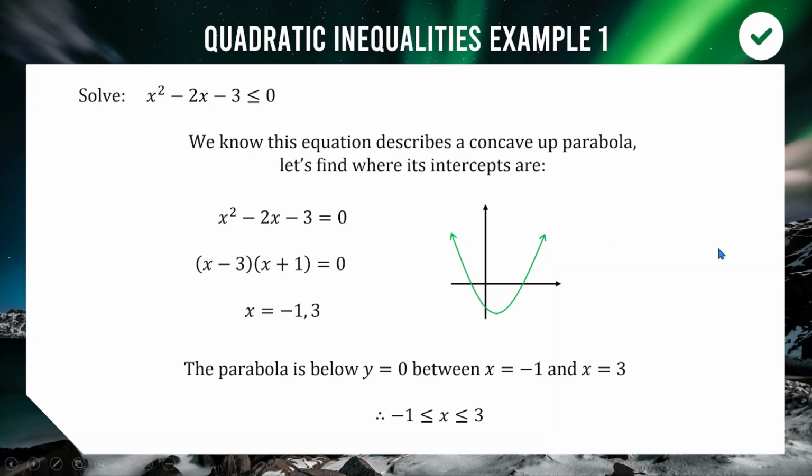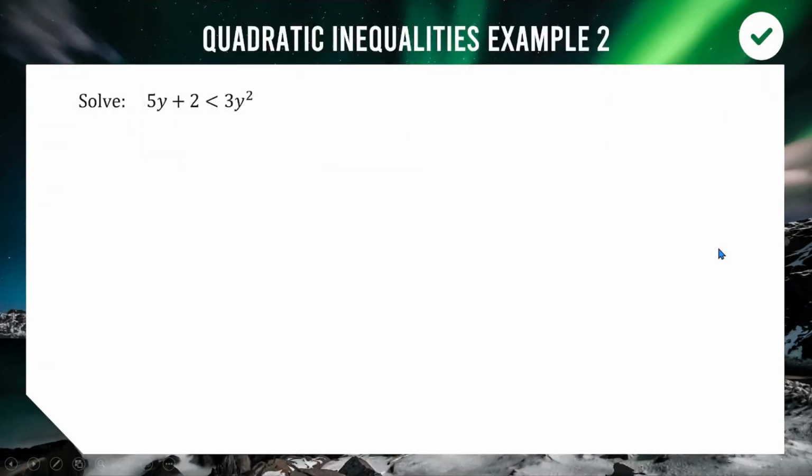Let's do another one, a slightly spicier one. We've got 5y plus 2 is less than 3y squared. Okay, so just like with solving a quadratic equation, with solving a quadratic inequality, it's best to get everything on one side, with a 0 on the other side. So we're just going to move this 3y squared across to the left to become a negative 3y squared. And me personally, I like to have my squared term being positive. Just makes more sense to me graphically.